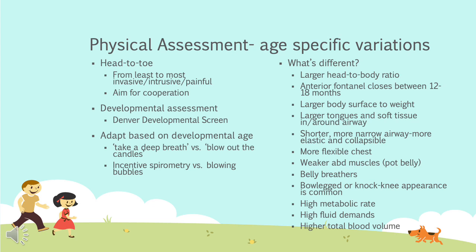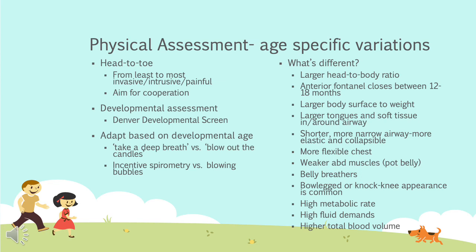They also have shorter and more narrow airway, and it's also more elastic and collapsible. So again, more problems when we have a viral illness of the respiratory tract. Their chest is more flexible. They have weaker abdominal muscles, so they have that pot belly appearance usually. Oftentimes they're belly breathers, which can sometimes get mistaken for a sign of respiratory distress.